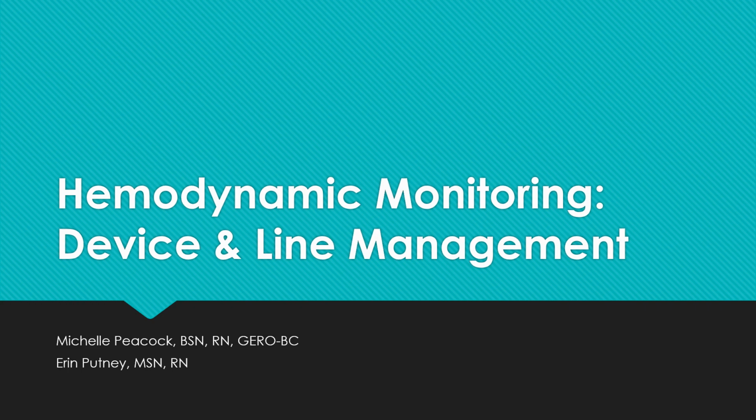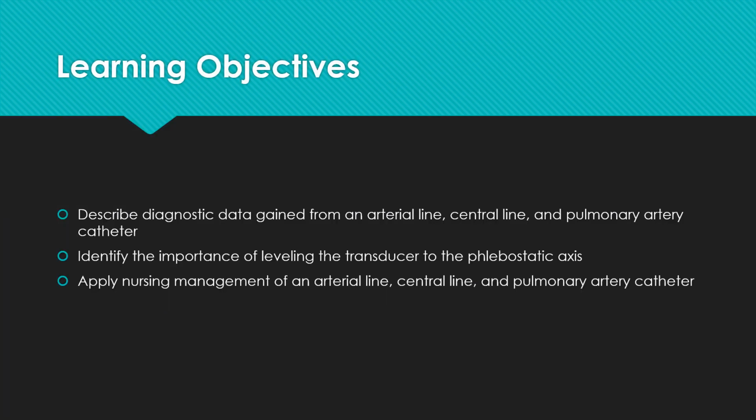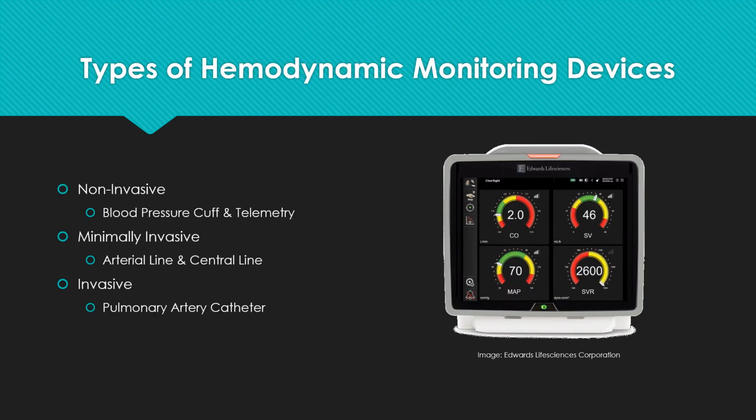This presentation will cover hemodynamic monitoring device and line management. By the end of this presentation, the student should be able to describe the diagnostic data gained from an arterial line, central line, and pulmonary artery catheter, be able to identify the importance of leveling the transducer at the phlebostatic axis, and apply nursing management of an arterial line, central line, and pulmonary artery catheter.